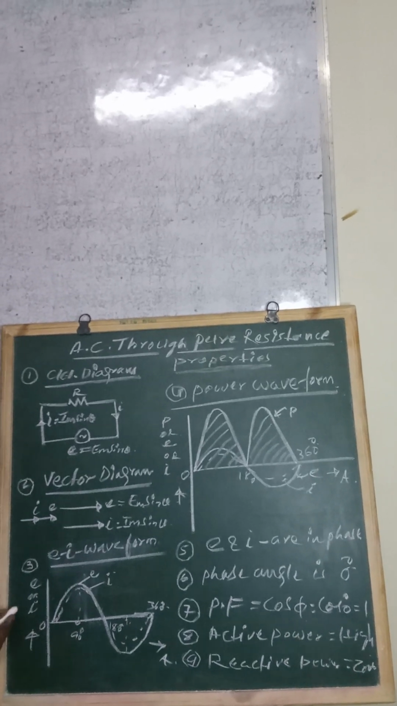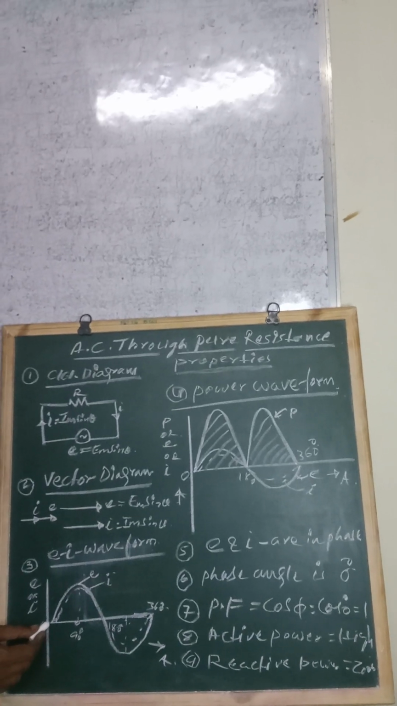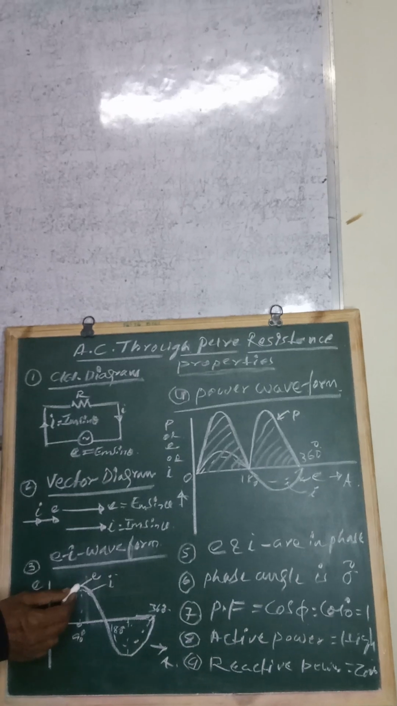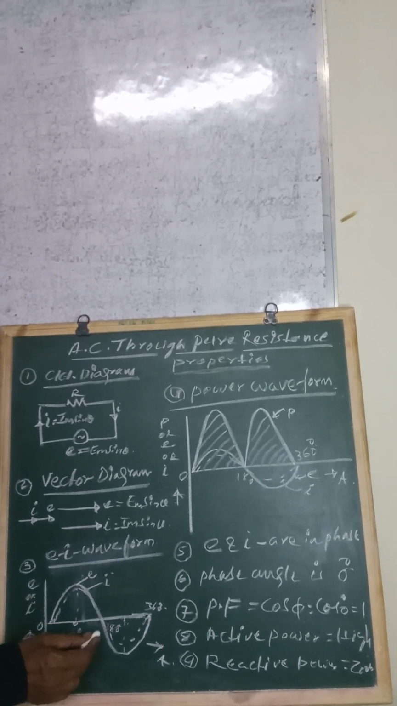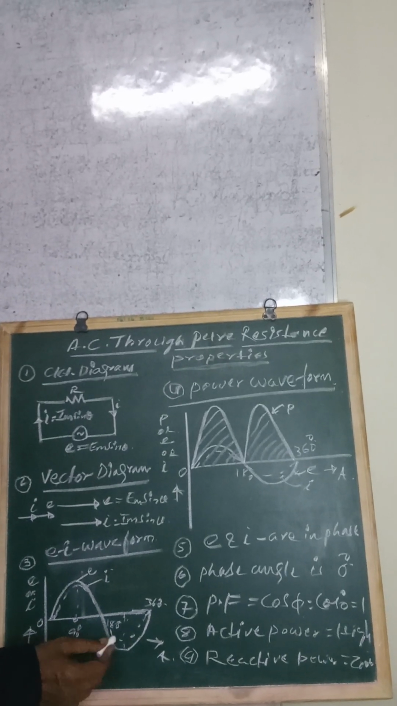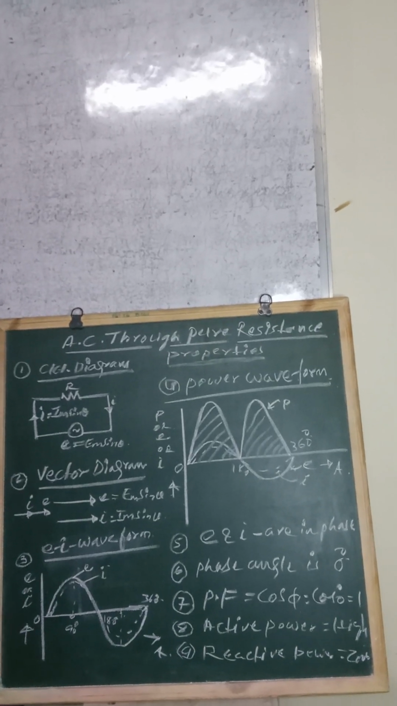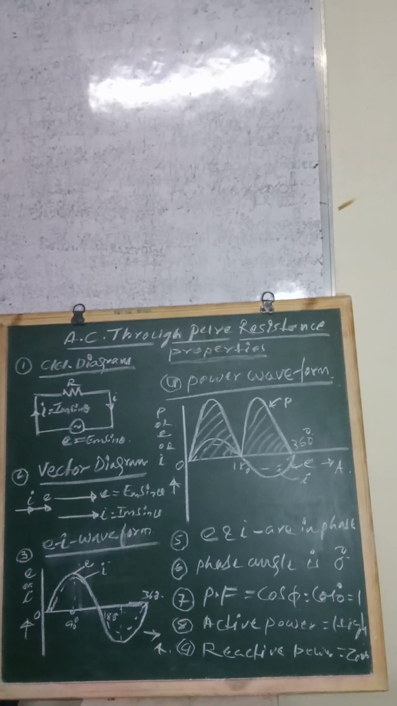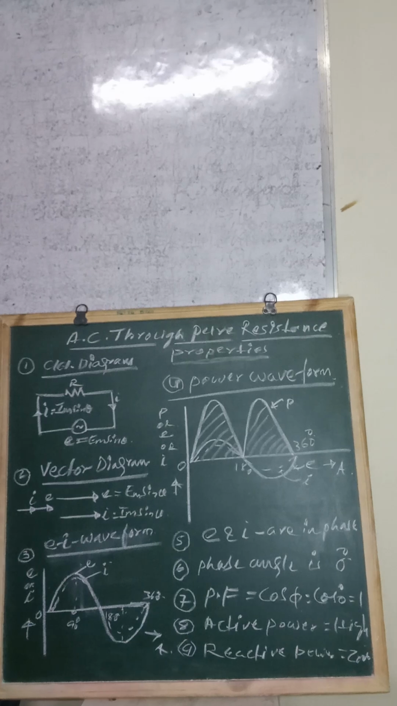The same can be observed in the waveform also. Starting point of the voltage and current is same. They are moving to the maximum value at the same time and coming back to 0 at 180 degree at the same time. I mean to say they are equally moving and there is no difference between the two vectors. That represents that voltage and current are in phase with each other.